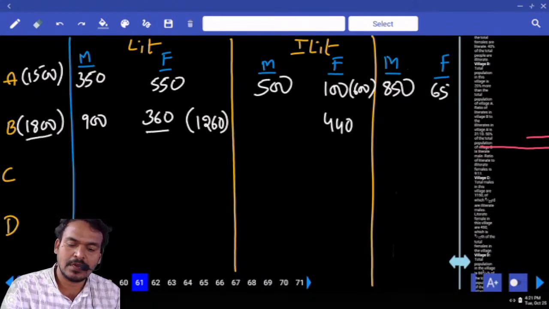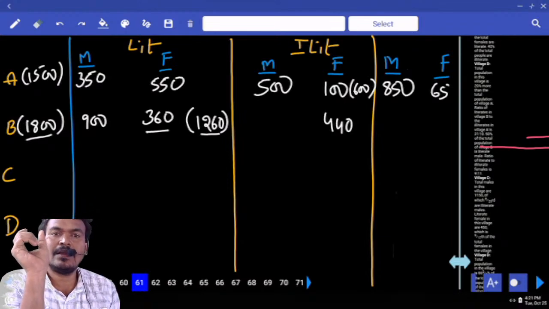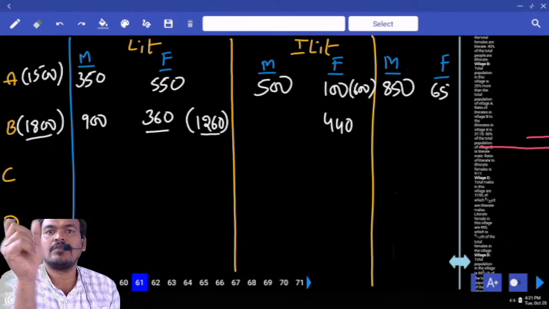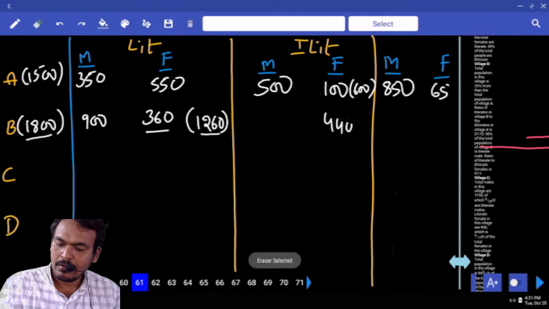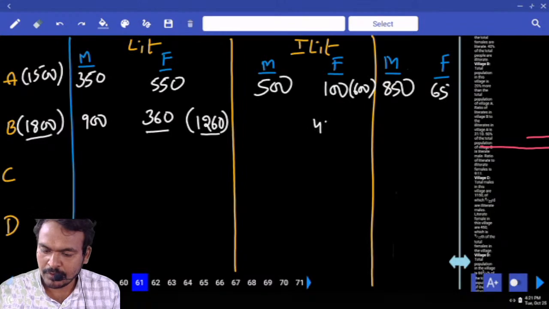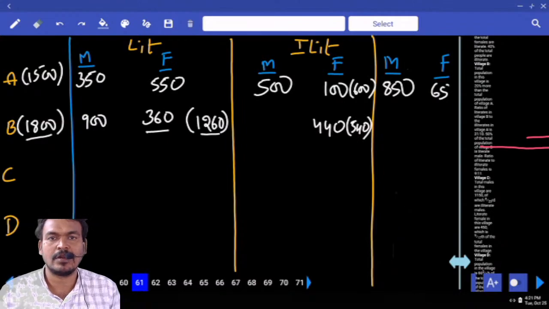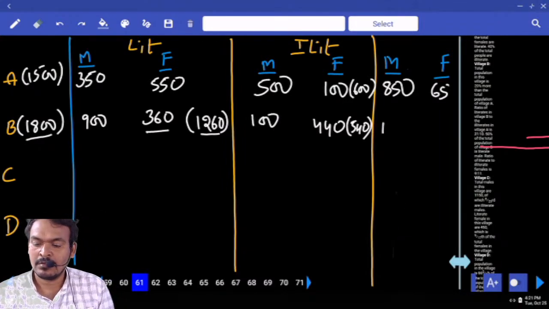Out of 1800 here, 1260 literate means the remaining is how much? What is the total value? 1800. In that literate value is 1260. Subtracting both, we get the illiterate value. What is the illiterate value? 540. Out of 540, 440 are illiterate females, which means illiterate males are 100. What is the total males? 1000. What is the total females? 800.